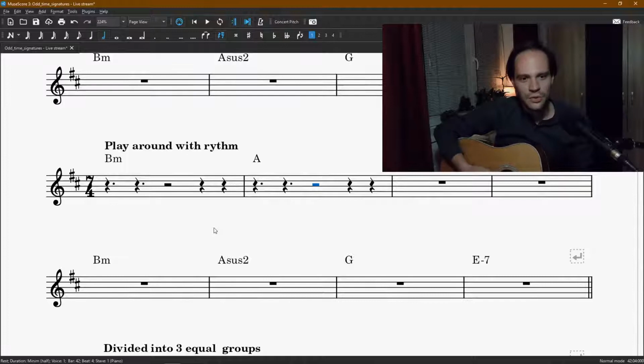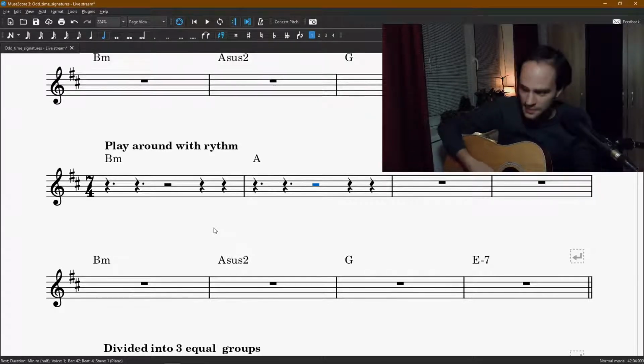1, 2, 3, 4, 5, 6, 7, 1, 2, 3, 4, 5, 6, 7, 1, 2, 3, 4, 5, 6, 7, 1, 2, 3, 4, 5, 6, 7, 1, 2, 4, 5, 6, 7, 1, 2, 3, 4, 5, 6, 7.